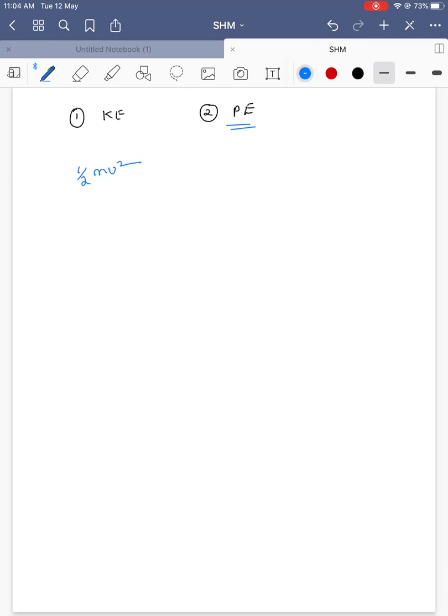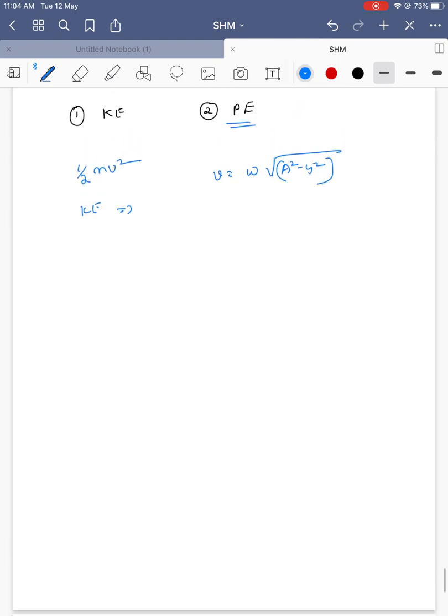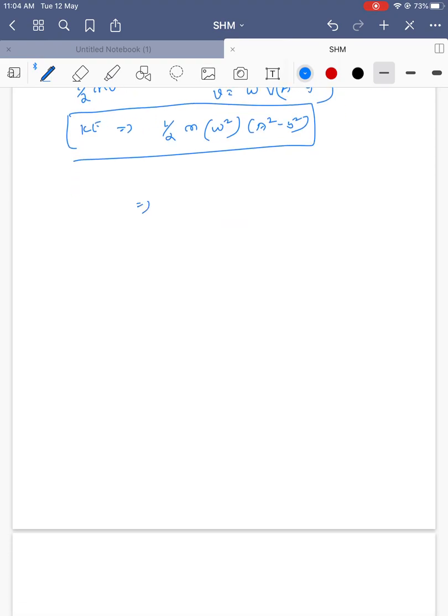So what is the kinetic energy? Kinetic energy is equal to, we can write the formula. What is the velocity formula? v is equal to omega into square root of a square minus y square. So half m into v square, if I write, omega square into a square minus y square. So this is the relation for kinetic energy. We can write it as half m omega square (a square minus y square). So this is kinetic energy.